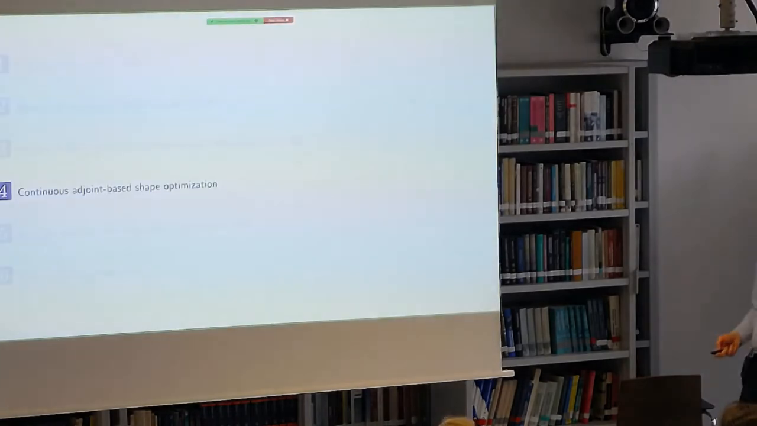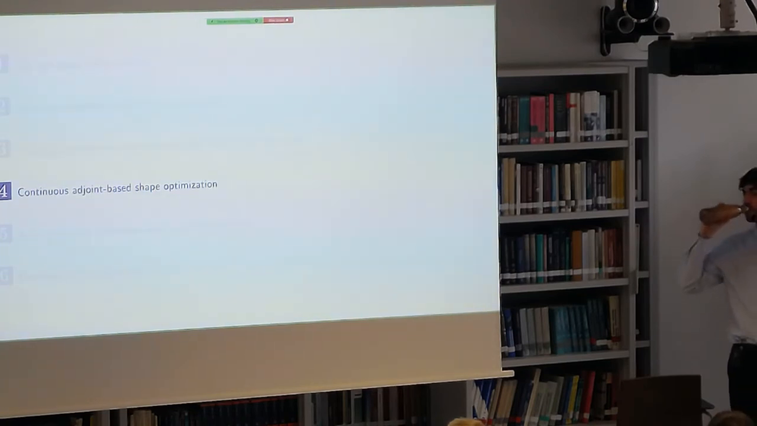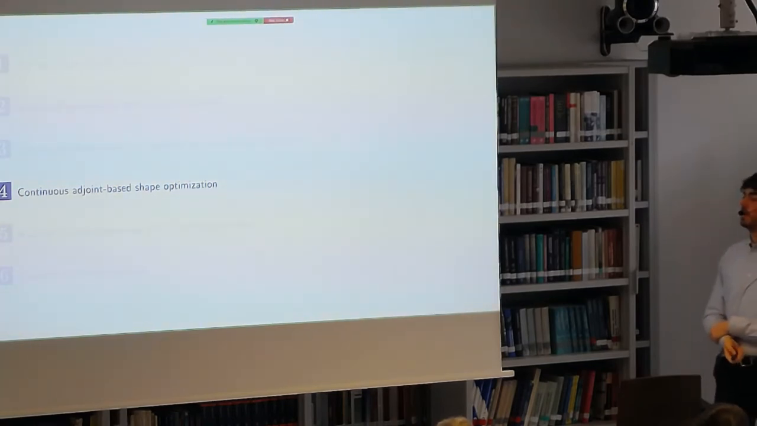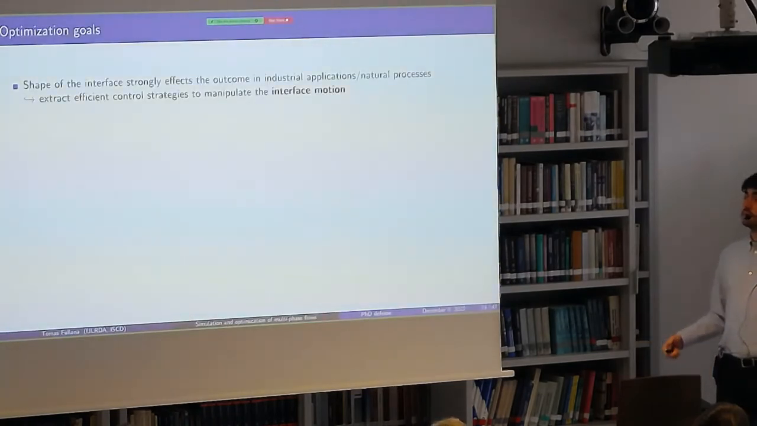Now, in the next section, I will talk about the continuous adjoint-based shape optimization that we were able to derive. So now that we have validated the forward problem, that is the direct problem, the Stefan problem, we can now try to control the motion of the interface.